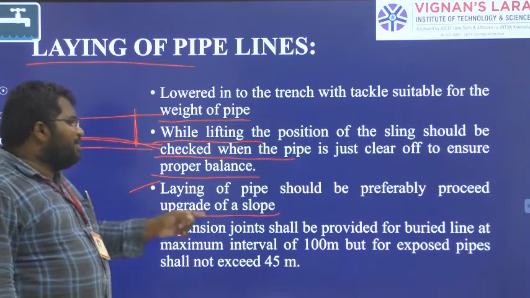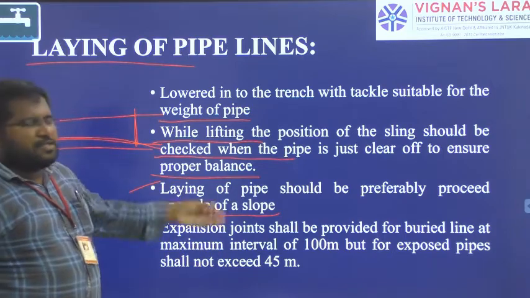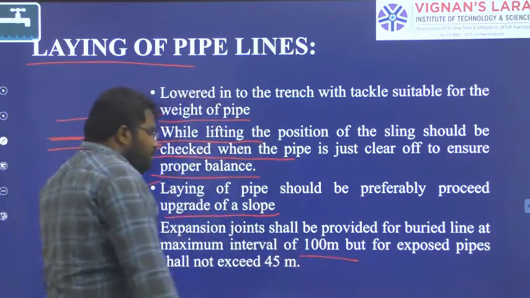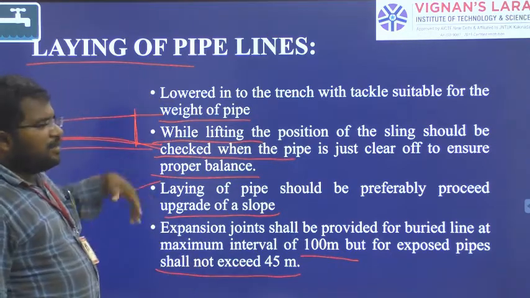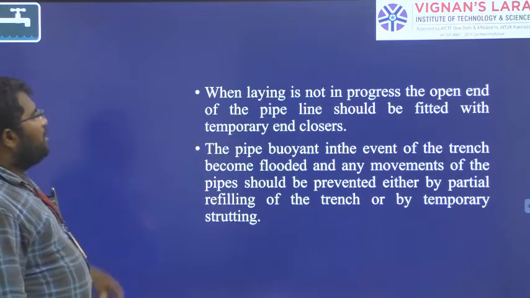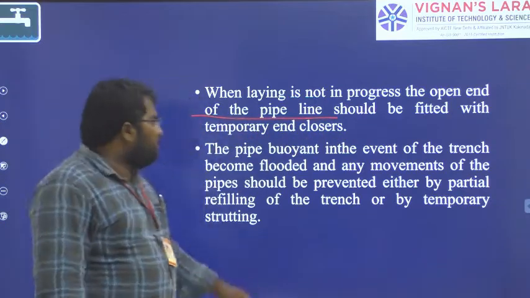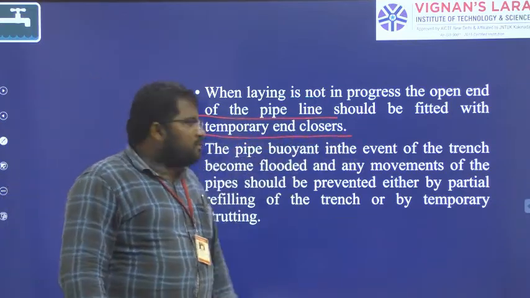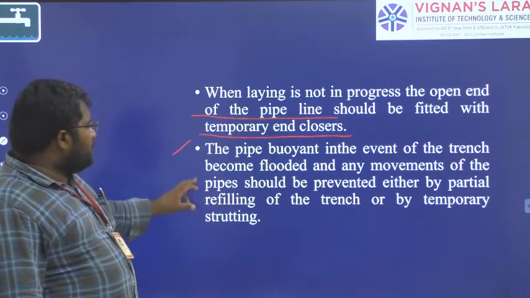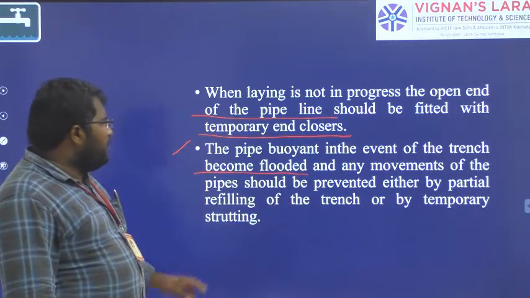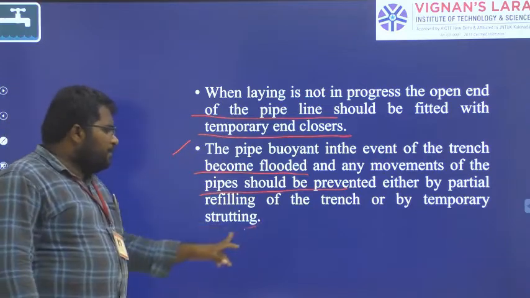Next, expansion joints will be provided for buried lines at a maximum interval of 100 meters. For exposed pipe, the interval shall not exceed 45 meters. If it is on the surface, then 45 meters only. When laying is not in progress, the open end of the pipeline should be fitted with temporary end closures. The pipe may become buoyant in the event that the trench is flooded, and any movement of the pipe should be prevented either by partial refilling of the trench or by temporary strutting.